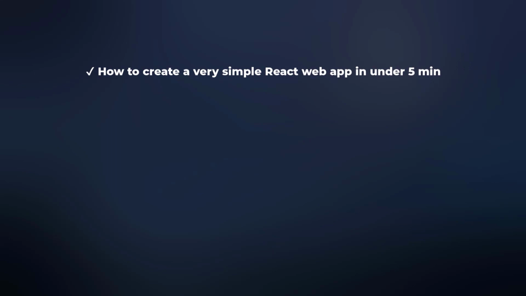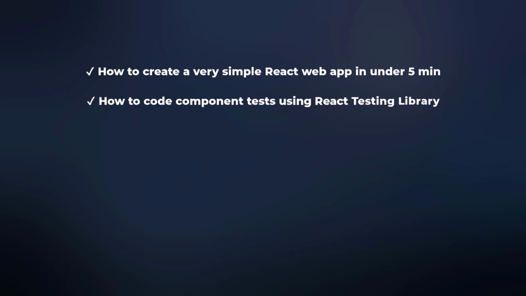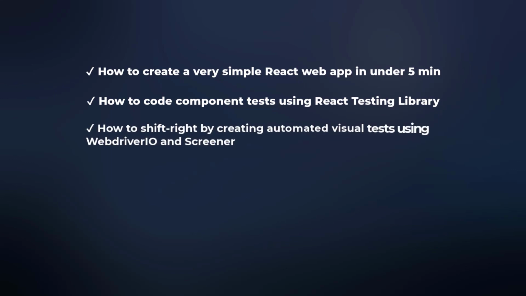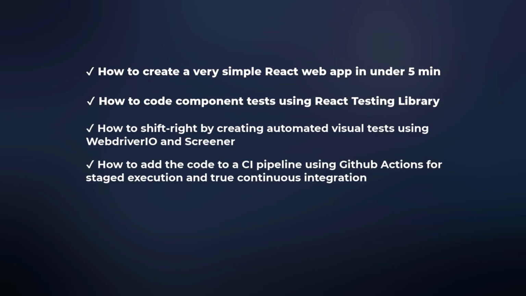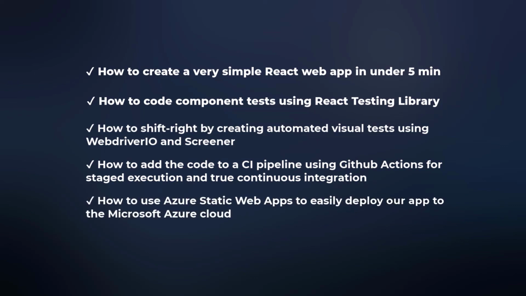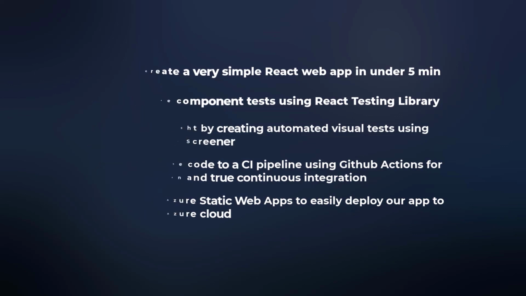So just to summarize, in this tutorial, we created a very simple React web application using Create React App. We then created component tests using React Testing Library. Afterwards, we shifted right by creating automated visual tests using Screener and WebdriverIO. We added the code to a CI pipeline using Github Actions. And then finally, we used Azure Static Web Apps to easily release all of that code into the Microsoft Azure cloud so that our application lives in the production environment and we can test it there.